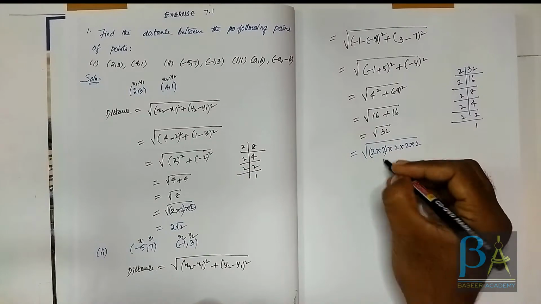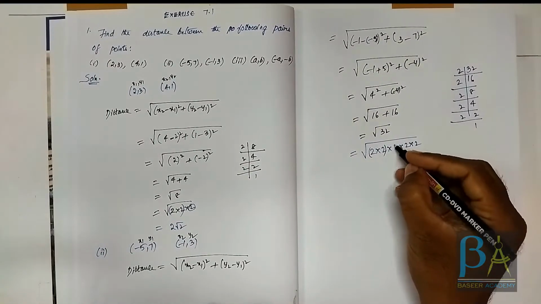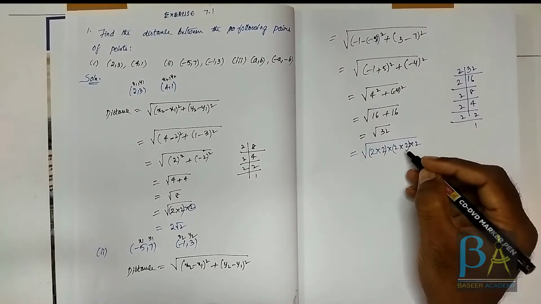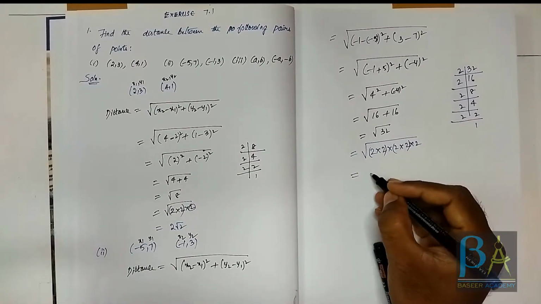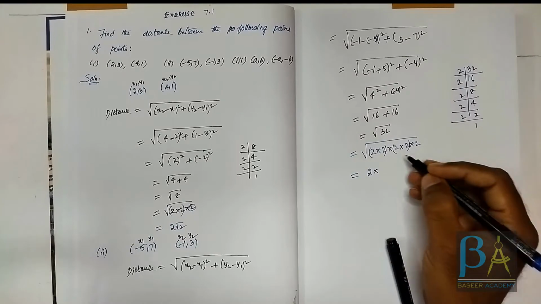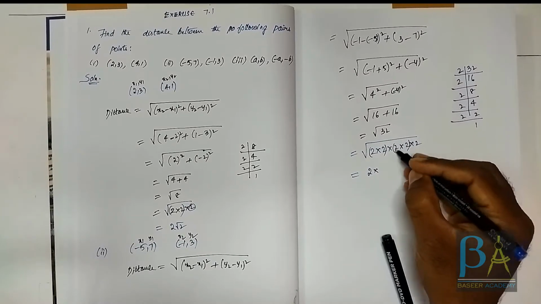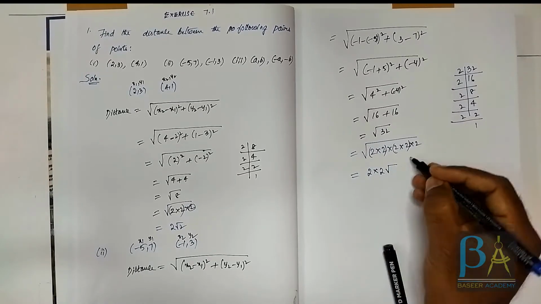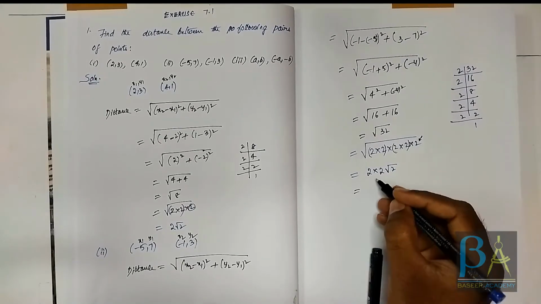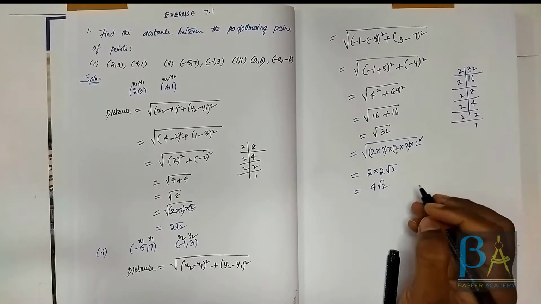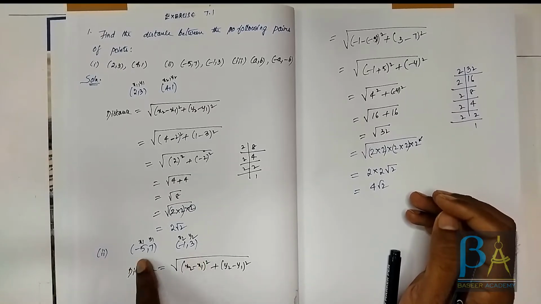Out of two same numbers, I need to take one number outside the square root, and out of two same numbers again, take one number outside the square root. So out of these two same numbers, I took 2 outside the square root. Out of these two same numbers, I took one more 2 out of the square root, and inside the square root I just have this 2 remaining. Now what happens? 2 into 2 is 4. So 4 root 2 is the distance between the 2 points.